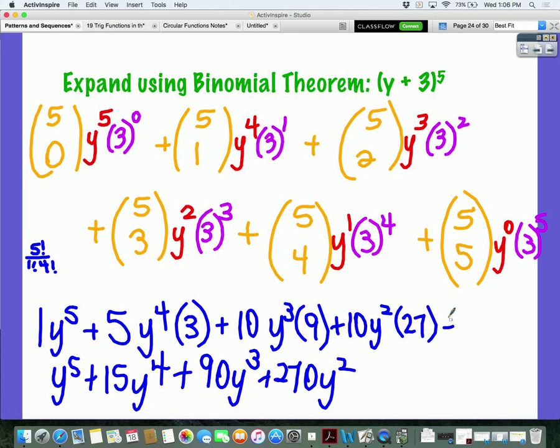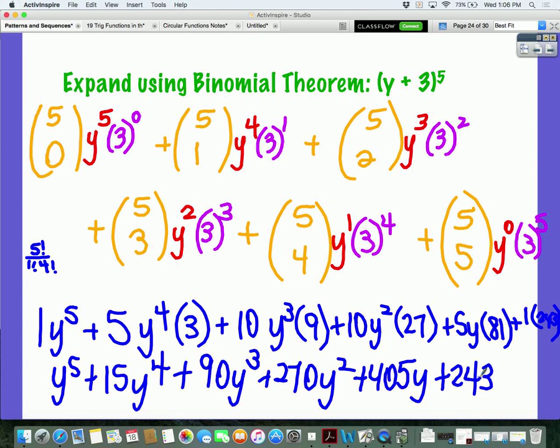And it just continues. You'll have 5y, 3 to the 4th is, so 81 times 5 is 405 y. And now my last term is going to be 1 y to the 0 power, which is, and then 3 to the 5th is 243. Which I know that's Wednesday because of course I'm using blue pen on purplish background. And there is your expansion.